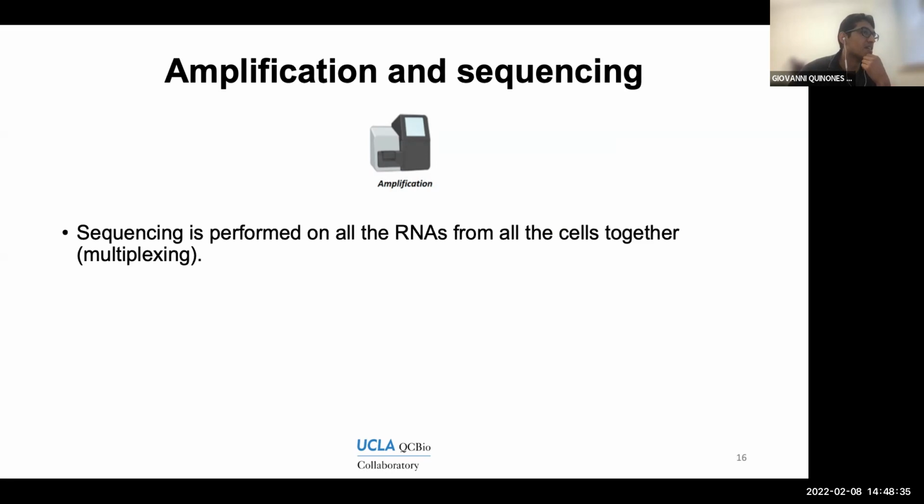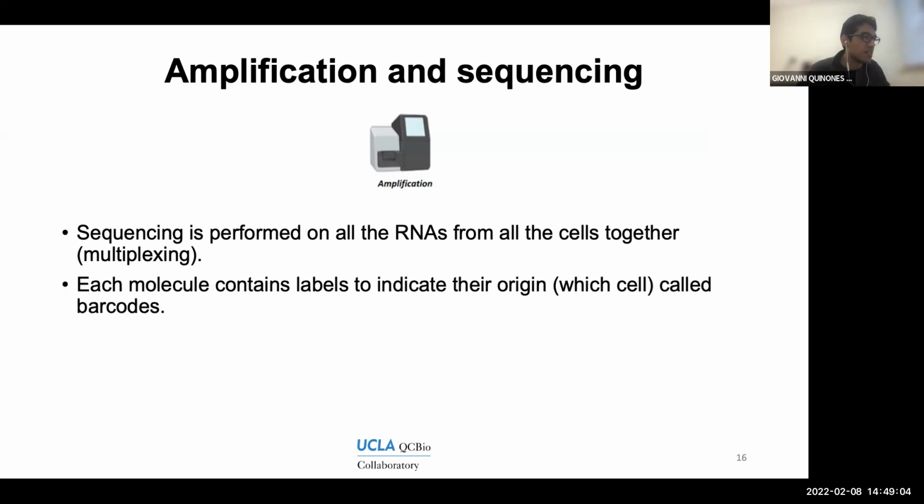Anyways, sequencing. So in order to sequence the RNAs from the different cells, we're using this multiplexing approach, which simply refers to pooling together the RNAs that we're extracting from the different cells. And you may wonder, what's the point of isolating cells in the first place if eventually you're going to mix up the RNAs anyway?